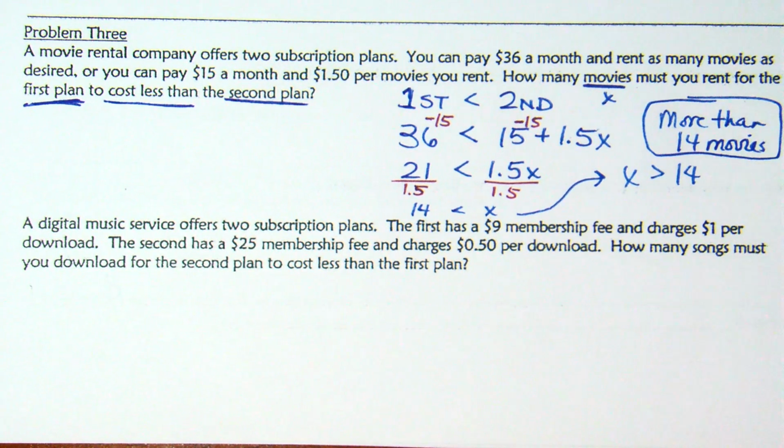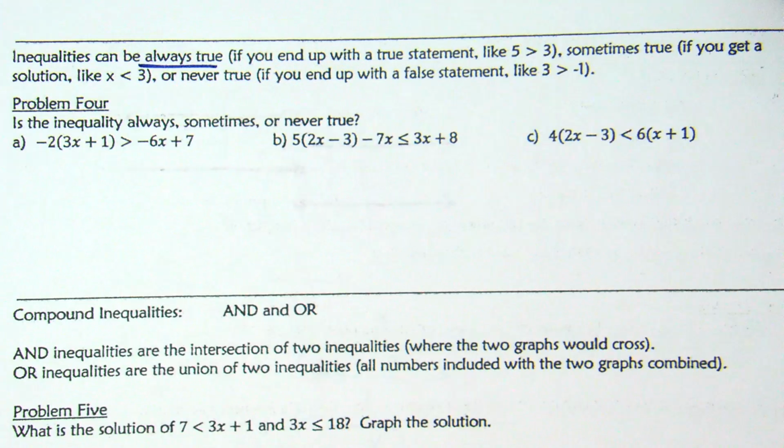An inequality can be always true if you end up getting a true statement like 5 greater than 3. Notice again, the variables dropped out. Is 5 greater than 3? 5 is greater than 3. It can be sometimes true. Sometimes true happens when you still have that variable. So if x is less than 3, that's when it's true. If x is greater than 3, it's not true then.